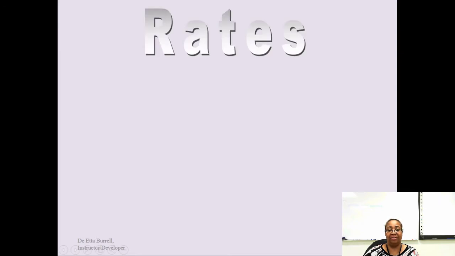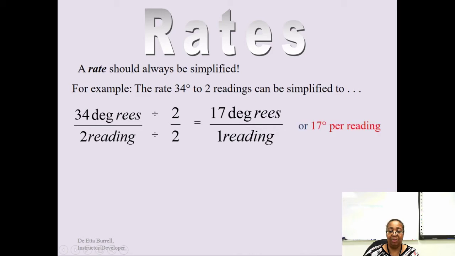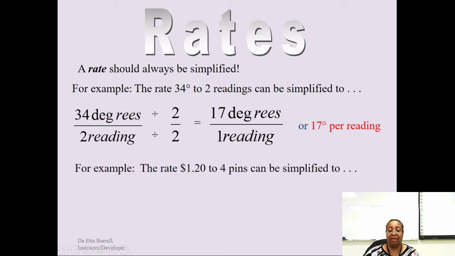So when we're using rates, there's a couple of different unique things. A rate should always be simplified, just like a ratio. For example, if I had the rate 34 degrees to 2 readings, I can simplify this by reducing these two numbers with a 2. And when I do that, it's more practical to say that I have 17 degrees per reading, or per one reading. And remember, per can be the substitute for the line here. And this is the way we would actually say it in application.